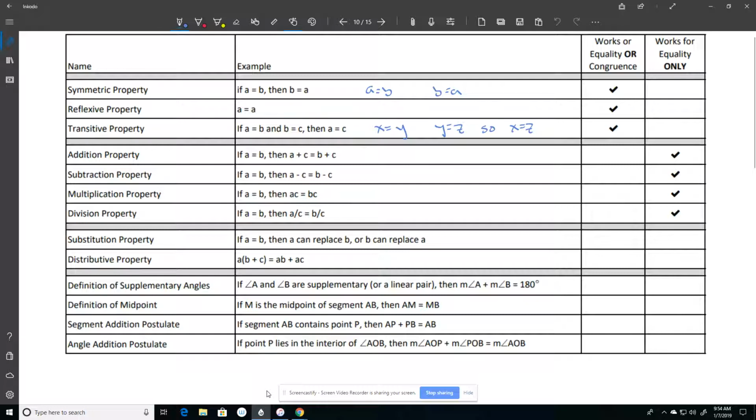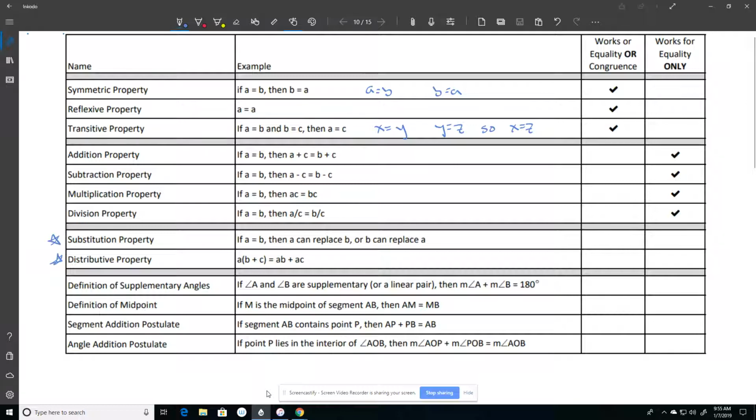Multiplication property, if A equals B, then I can multiply both sides by C and they're still equal. If A equals B, I can divide both sides by C and they're still equal. Down here is where these ones you're not going to use as often, at least the last four. But these two right here, substitution and distributive, you are going to use a lot. Substitution is just if A equals B, then we can plug in A anytime we see a B if we want to.